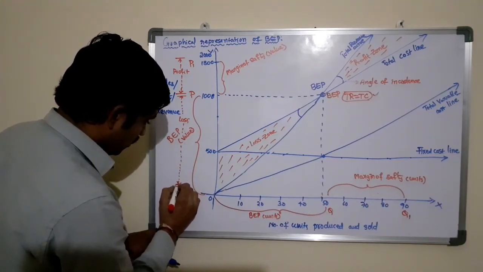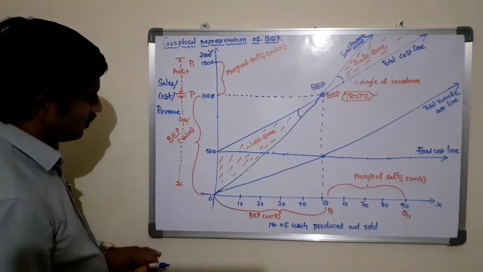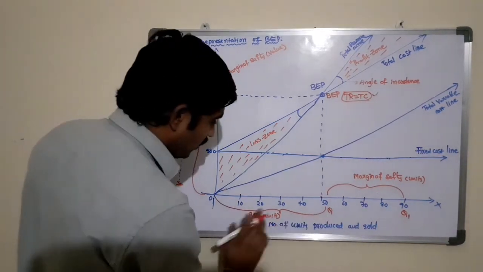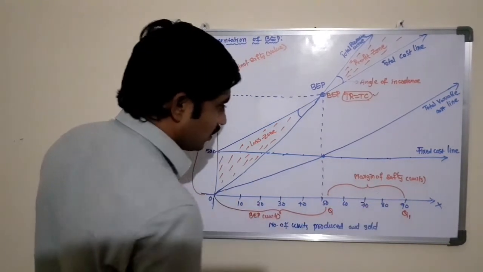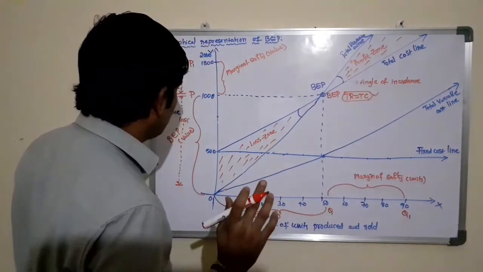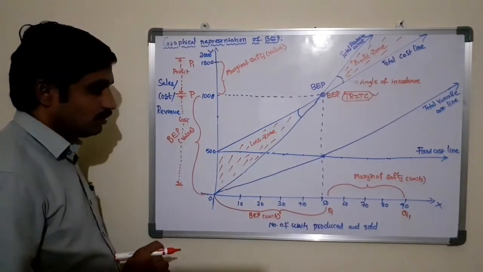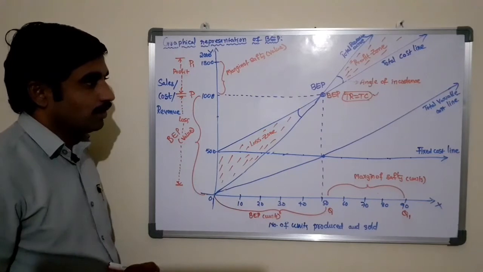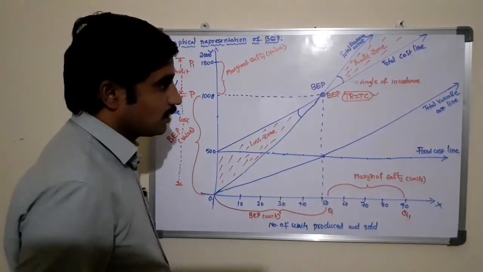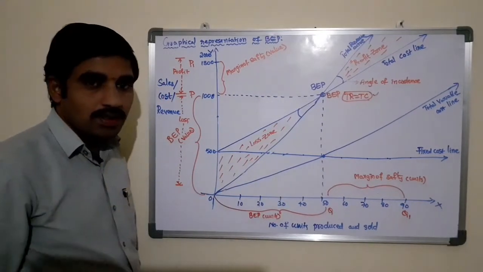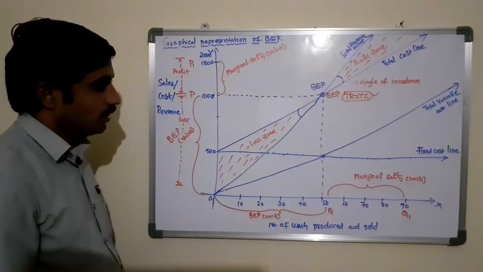This is loss zone. Similarly, up to 50 is the loss zone. After 50 it is profit zone. At 50 that is break-even point. So this is called as graphical representation of break-even point.